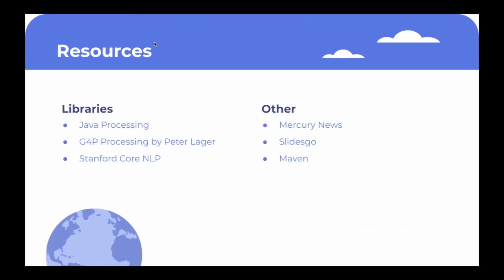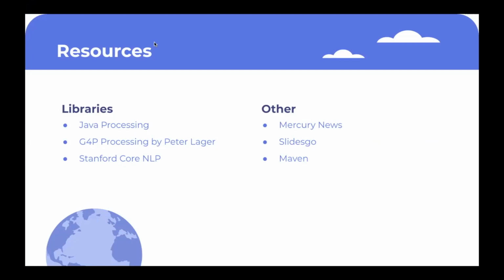Okay, so our resources are the Processing library for Java, which we use for the GUI, and then G4P, which is by Peter Lager. That is used for the text box as well as the buttons. Those were really helpful for us. And of course, the Stanford Core NLP, which was a key component. It was what highlighted words for us that helped us with data.